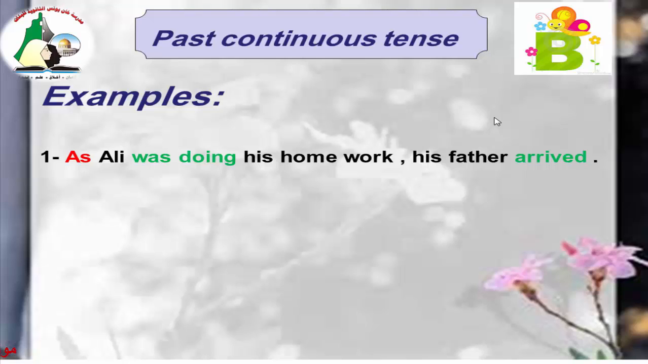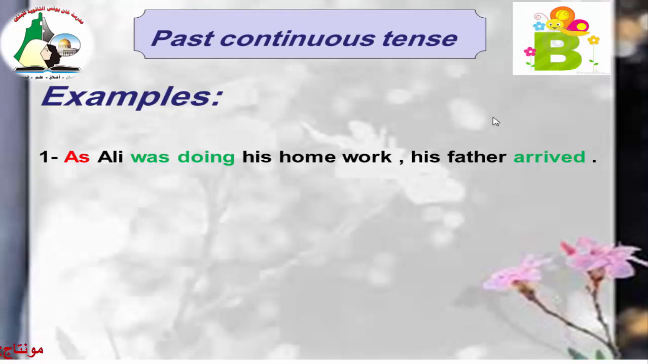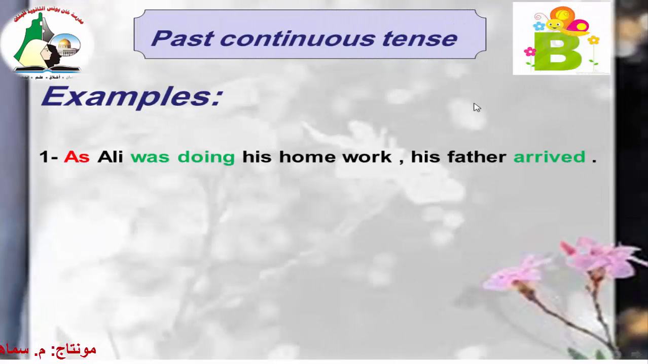So the sentence in the past continuous is formed from two actions. How do these actions happen? Let us see. Those actions happened in a certain way. The first action began. We say as Ali was doing his homework. Ali began doing his homework in the past. He continued doing the action until his father arrived. So we have two actions. One of them continued until another action interrupted it.